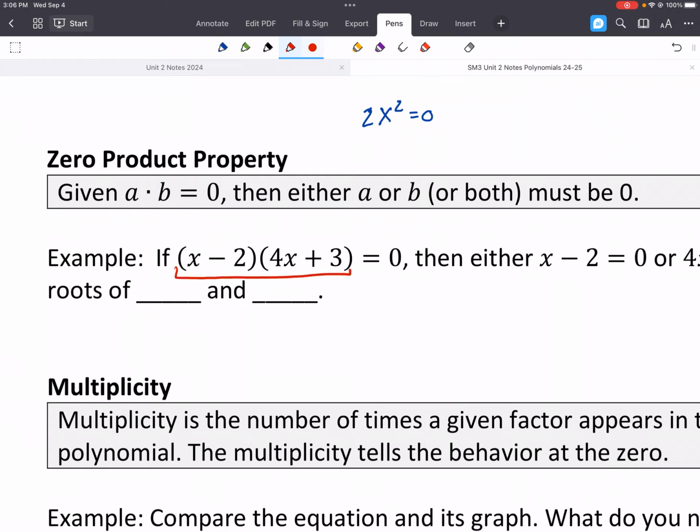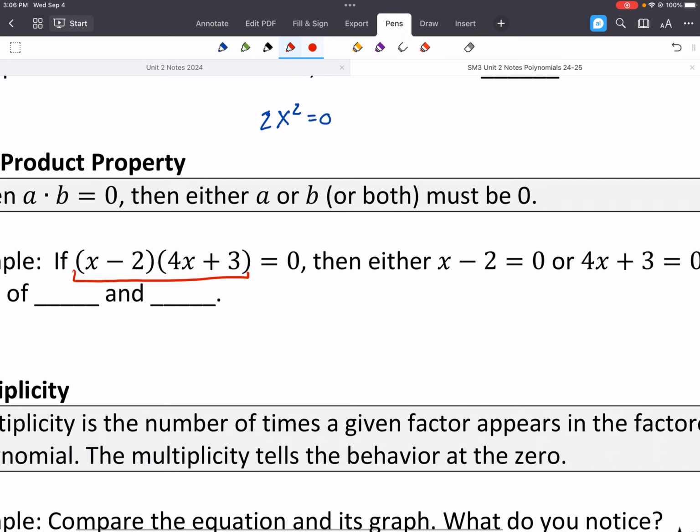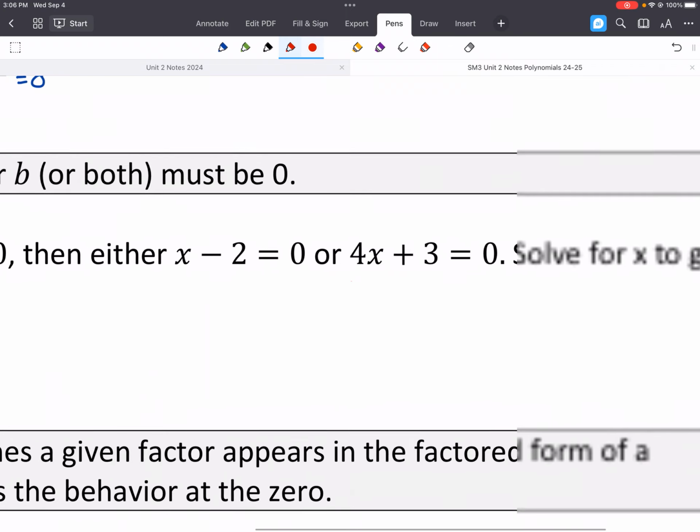We want to know what would be the solutions at this point. Okay, so again, if two things, here's 1, here's 2, are being multiplied and it's equal to 0, then we know that either x minus 2 has got to be equal to 0, or 4x plus 3 would have to be equal to 0.